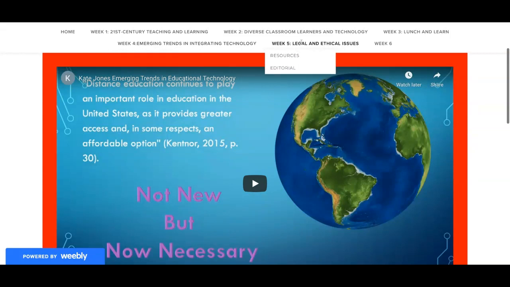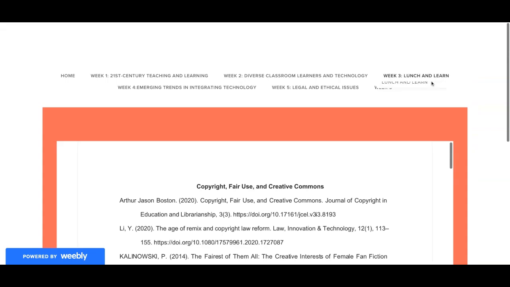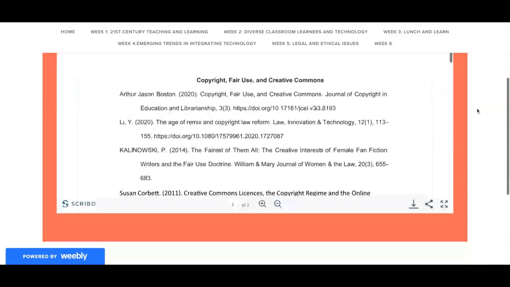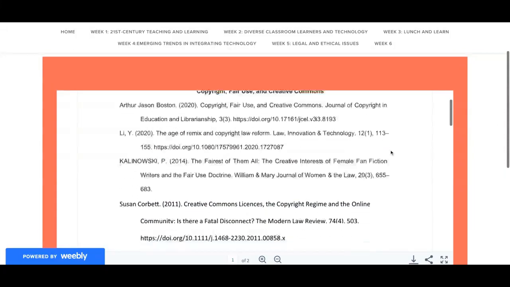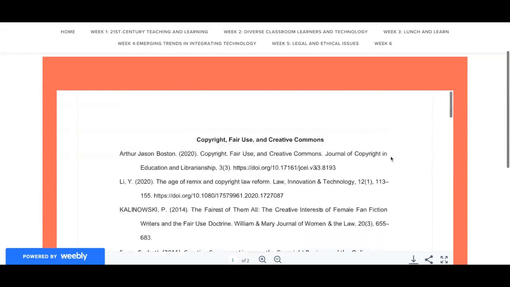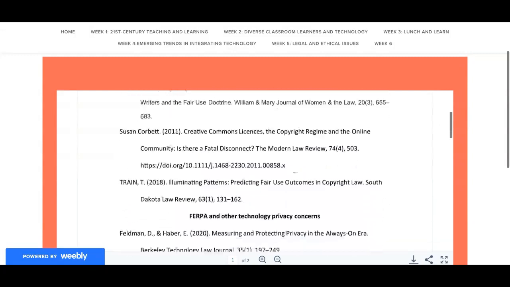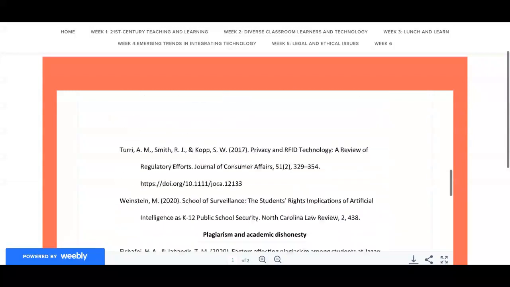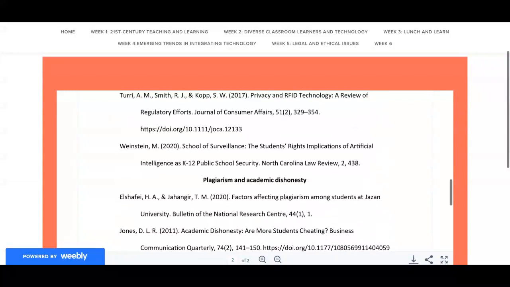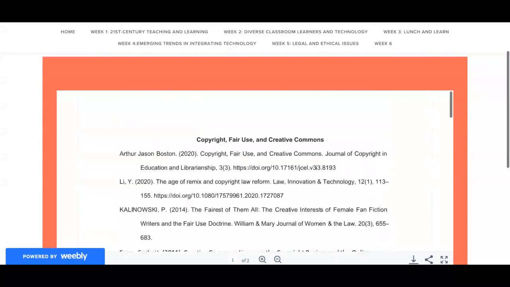From there, we went into legal and ethical issues. This is a really important section because it's one that people dread because it's kind of dry. It's not the most exciting, but we needed to come up with resources for specific legal and ethical issues. In this case, we covered copyright, fair use, Creative Commons, FERPA, and technology privacy concerns, as well as plagiarism and academic dishonesty. While it is dry, this was really important because it gives a place to go.